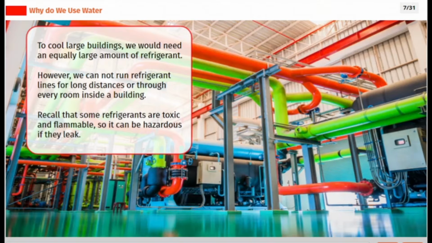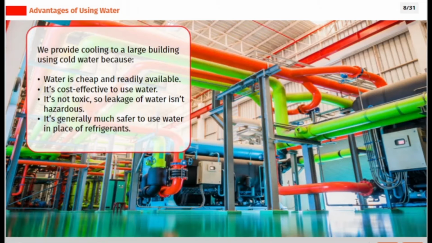To cool large buildings, we would need an equally large amount of refrigerant. However, we cannot run refrigerant lines for long distances or through every room inside a building. Recall that some refrigerants are toxic and flammable, so it can be hazardous if they leak. We provide cooling to a large building using cold water because water is cheap and readily available.